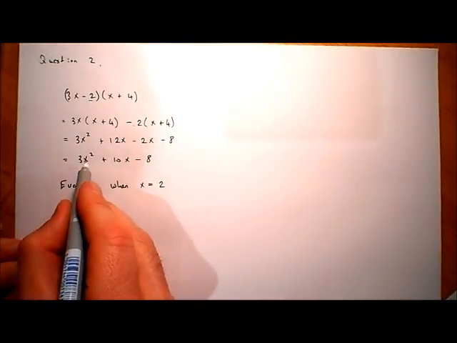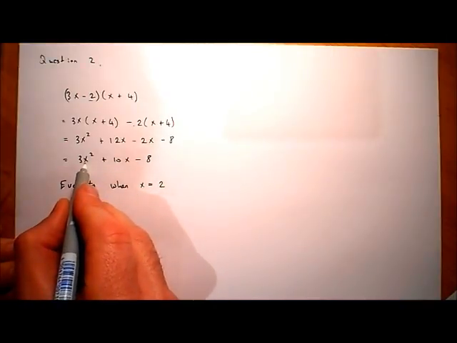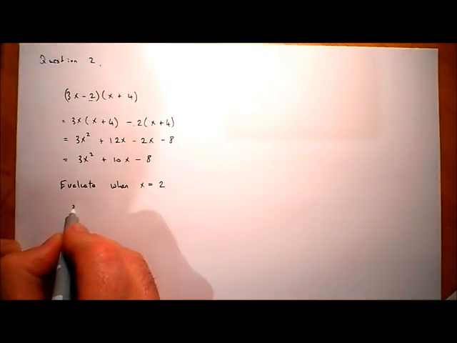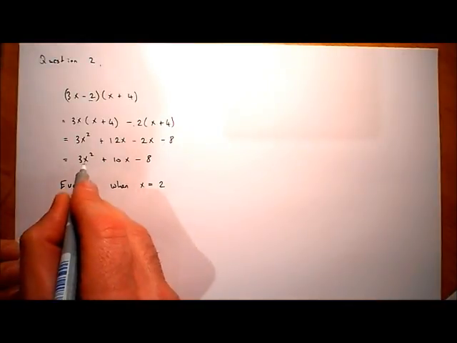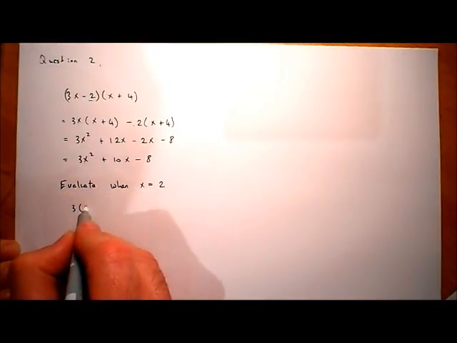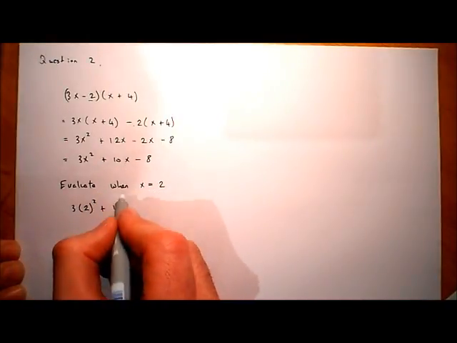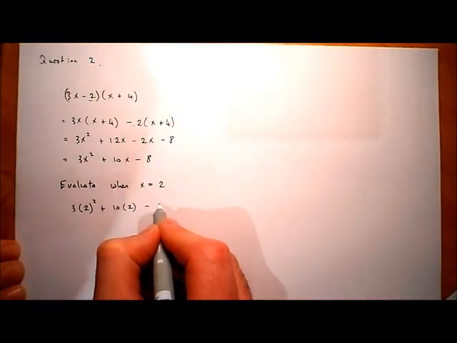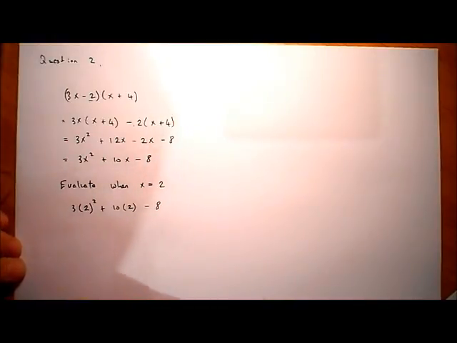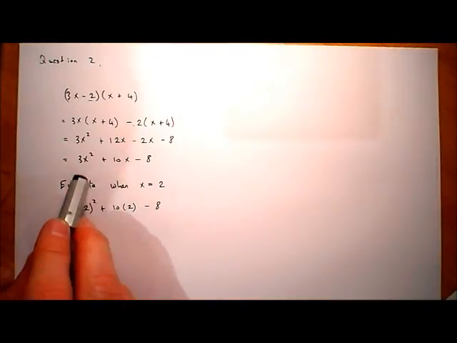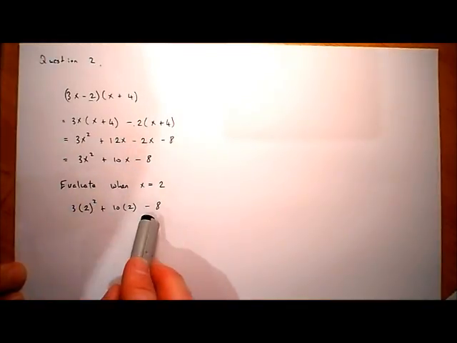So instead of an x here, I'm going to fill in 2 there and there. So I'm going to write 3 times, and instead of x squared, I'm going to write 2 squared. So 3 times 2 squared plus 10, and instead of x, multiplied by 2, and then I have minus 8. So all I've done here is anywhere there's an x, when it says evaluate when x equals 2, everywhere there was an x here, I just wrote 2.